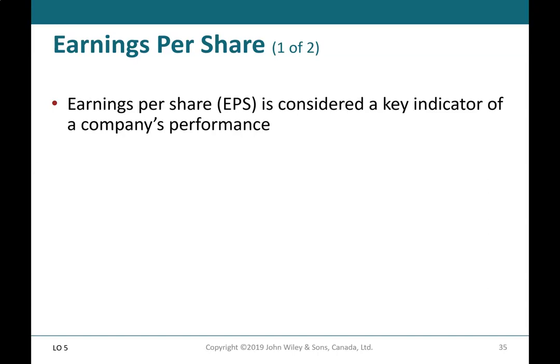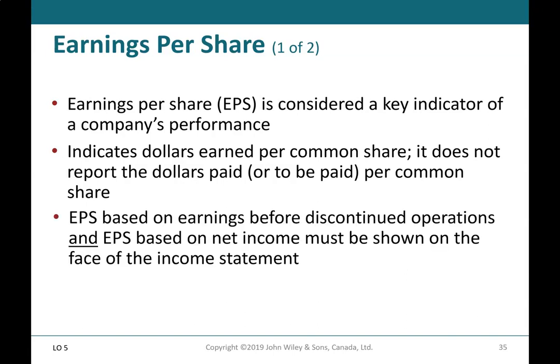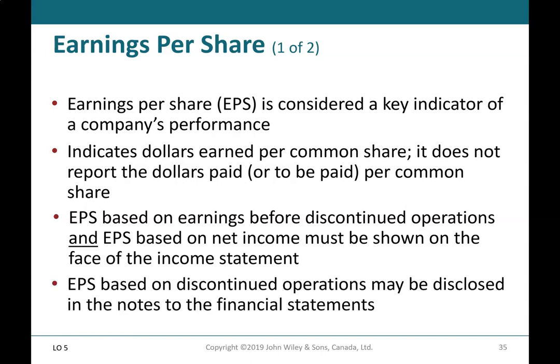Earnings per share, 1 of 2. Earnings per share, EPS, is considered a key indicator of a company's performance. Indicates dollars earned per common share. It does not report the dollars paid or to be paid per common share. EPS based on earnings before discontinued operations and EPS based on net income must be shown on the face of the income statement. EPS based on discontinued operations may be disclosed in the notes to the financial statements.